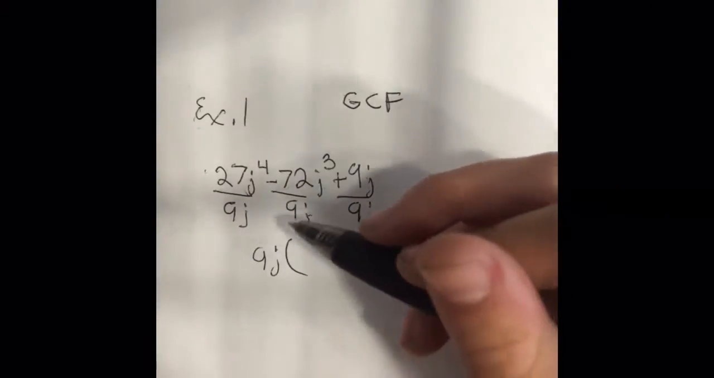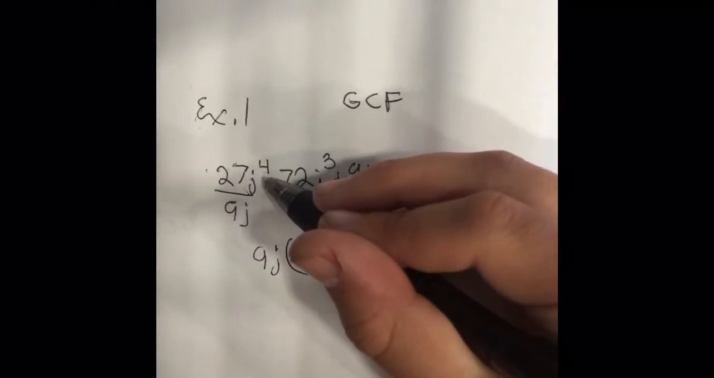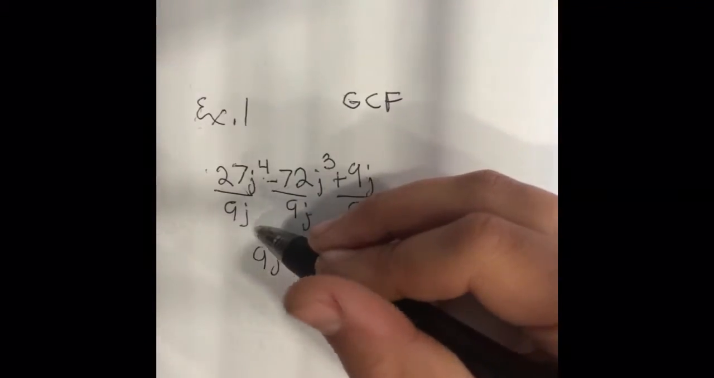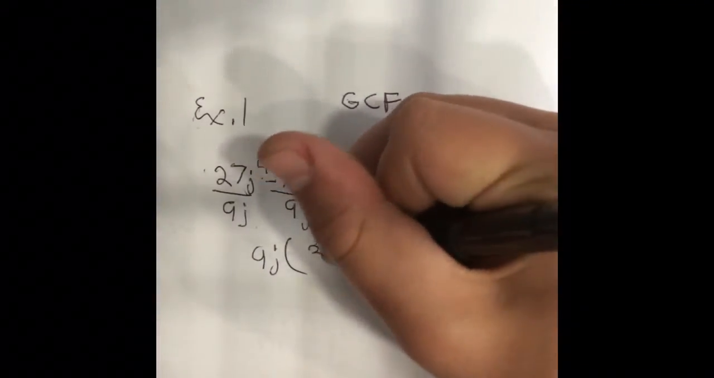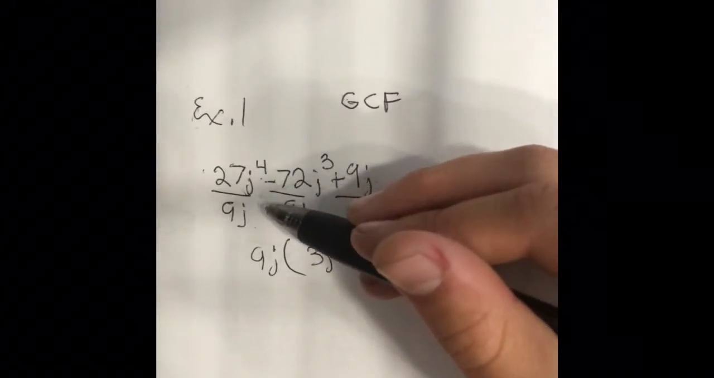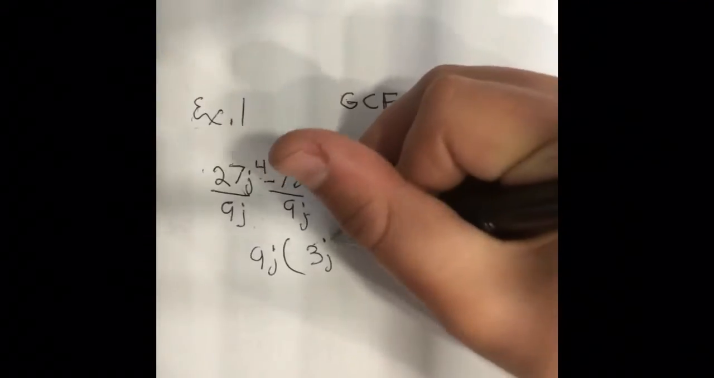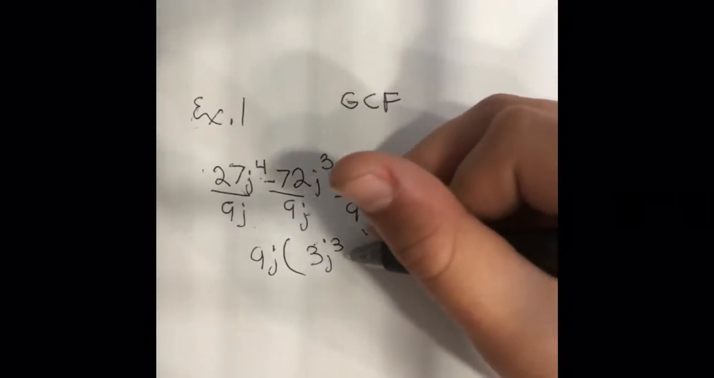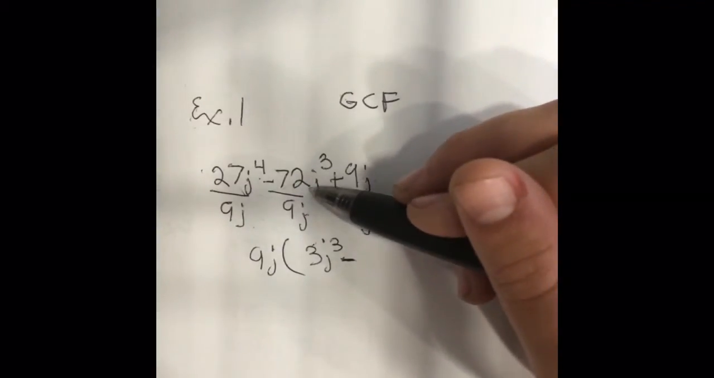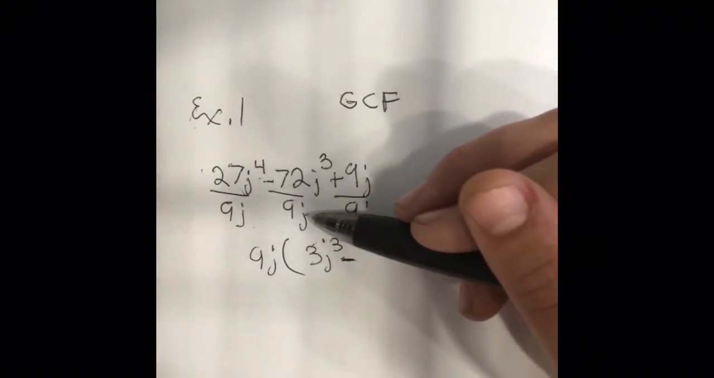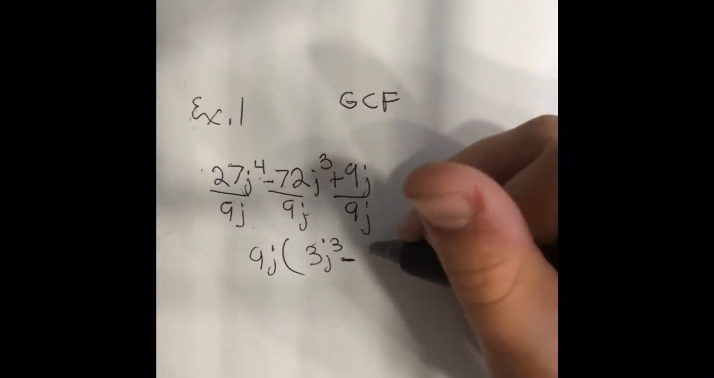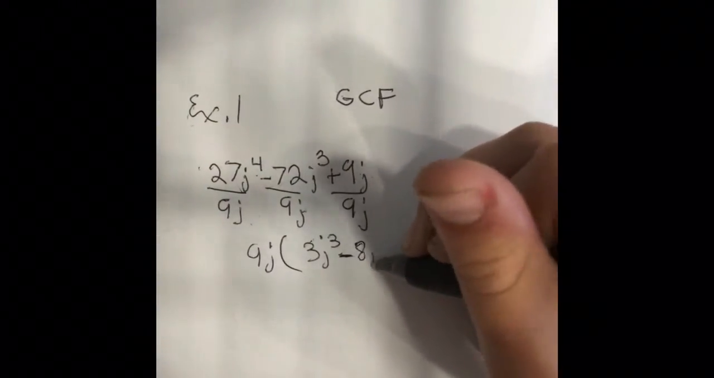And you divide 27j to the 4th by 9j, which would give you 3j, and 4 minus 1 would be 3, so 3j to the 3rd, minus negative 72j to the 3rd divided by 9j would get you 8j to the 2nd, negative 8j to the 2nd.